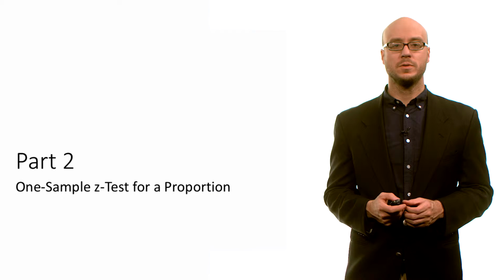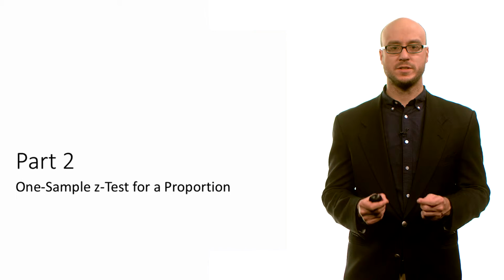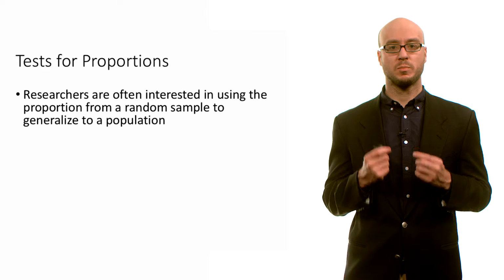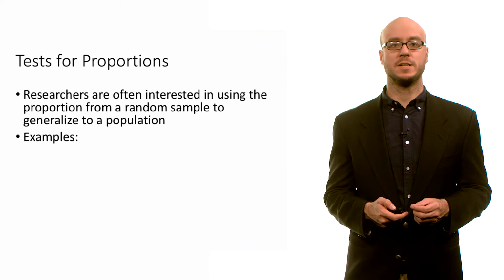Welcome to part 2 of this lecture on inferences for proportions. We're now going to look at the one-sample z-test for a proportion. Often, researchers are interested in using a proportion from a random sample to generalize to a population.